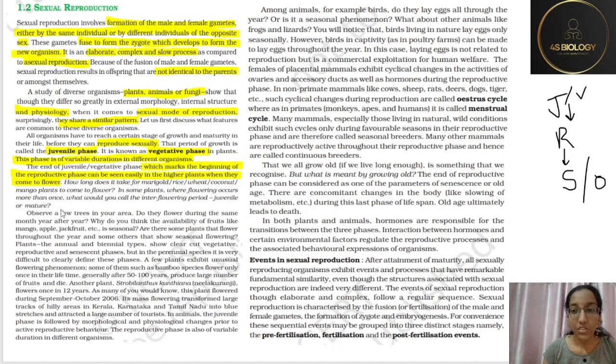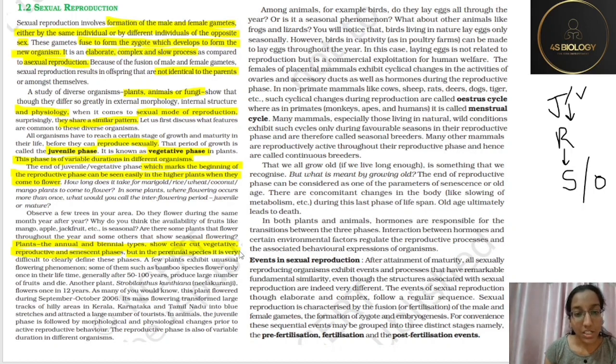Okay, next, observe a few trees in your area. Do they flower during the same month year after year? Each plant flowers at a different time. It is based on seasons as well, and year after year it will differ also. So plants can be of two types, annual and biennial, which show clear cut vegetative, reproductive and senescent phases. It will show clear vegetative, reproductive and senescent phases.